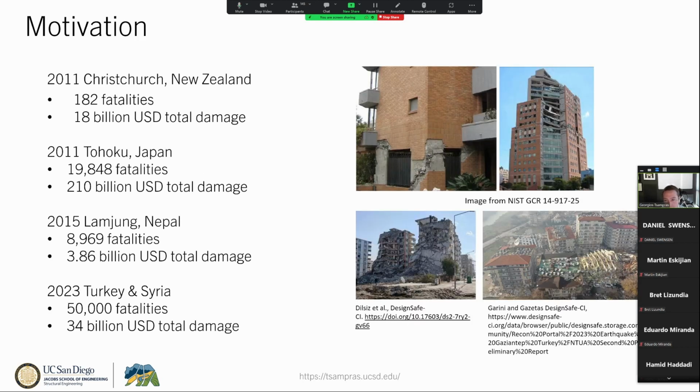If we go back in time, we can retrieve information about the thousands of fatalities and the large number of total damage that occurred during past earthquakes. So it's our responsibility as structural engineers to ensure that our design codes can make our public feel safer.